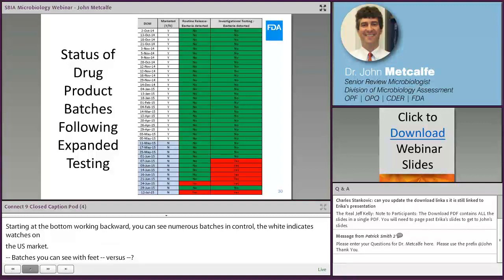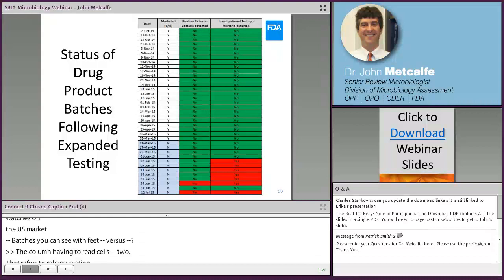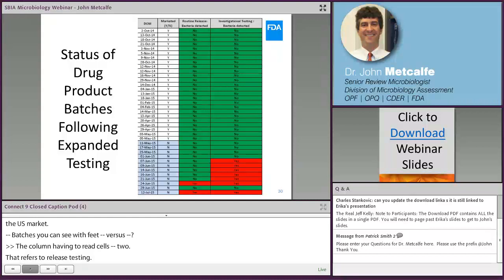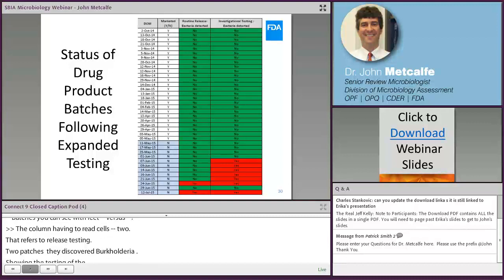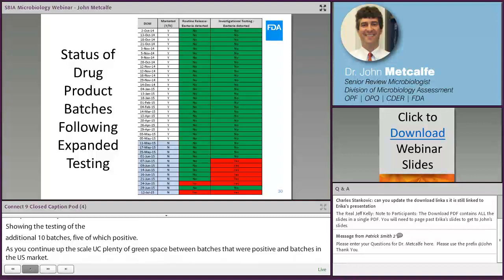Those were the 2 original batches that the firm discovered Burkholderia in. And then the column all the way on the right, it shows the testing of the additional 10 batches, 5 of which were positive. So as you continue up that scale, you see plenty of green space between the batches that were positive and the batches that were in the U.S. market. Again, an excellent visual presentation to give us some assurance of when that biofilm formed and the safety of batches that were here in the U.S.